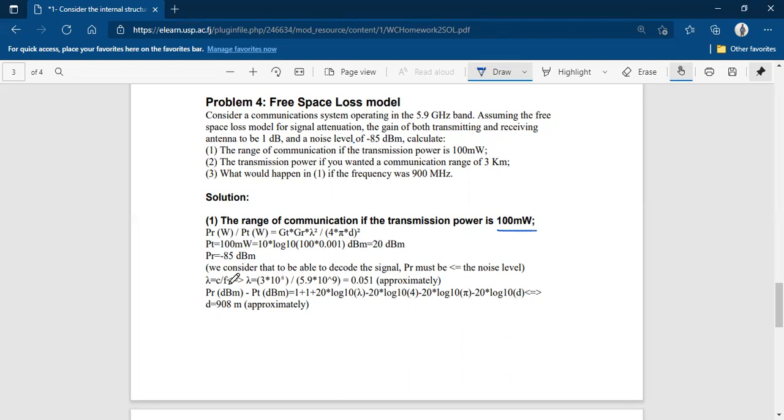Since we have converted our transmitting power to dBm, we have our receiving power as negative 85 dBm. Now, we can use this dBm as it is, and the antenna and frequency gains are in terms of dB. We consider that to be able to decode, the receiving power must be greater than or equal to the noise level. So we consider that.